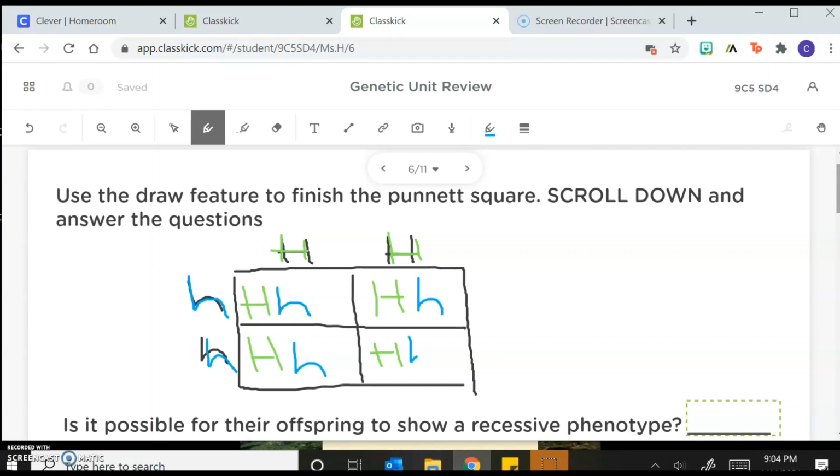So I have my H and I have my H. Oh my goodness, I have 100% heterozygous. It's almost like Miss Humphreys told me and promised me that every time you cross a homozygous dominant with a homozygous recessive, you'll get 100% heterozygous.